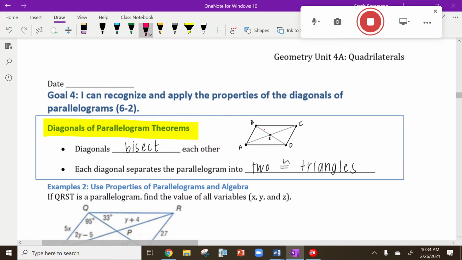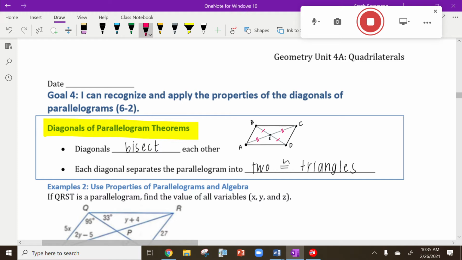What that means is that, for example, on this parallelogram, BE would have to be congruent to ED, and AE is congruent to EC. The diagonals are BD and AC, and they cut each other in half.